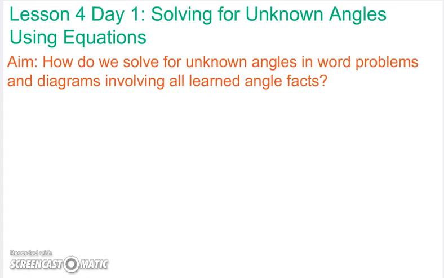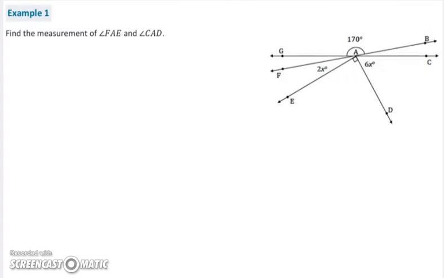Let's move on to example 1. Forget that ever happened. Okay, so example 1. Find the measurement of angle FAE. Angle FAE looks like that, and there's that 2x. We've got to find it. And we need to find angle CAD. Gotta find that one too. And that's 6x.